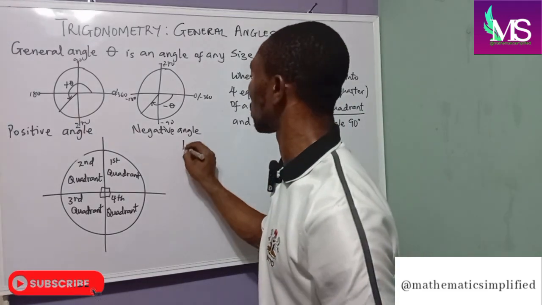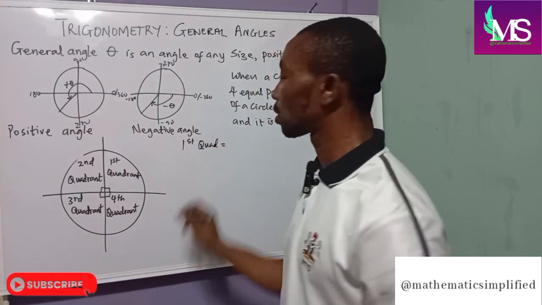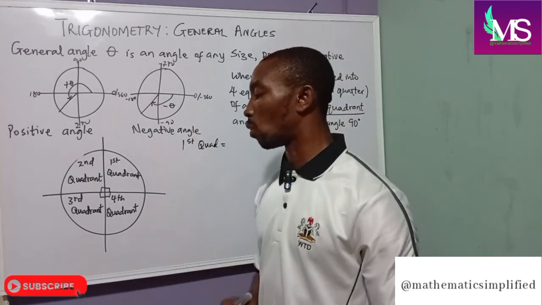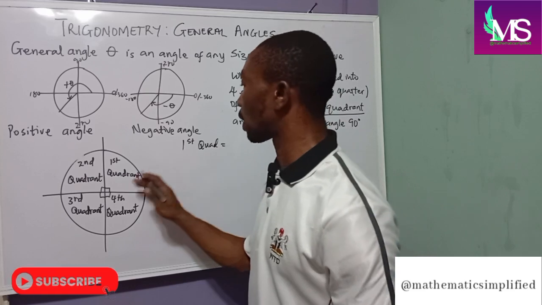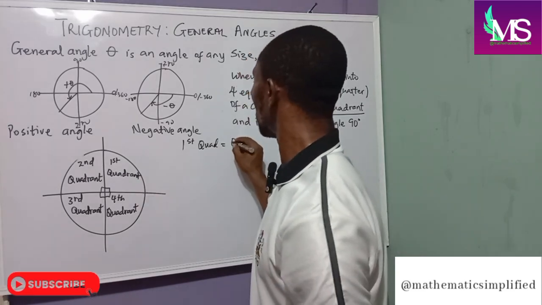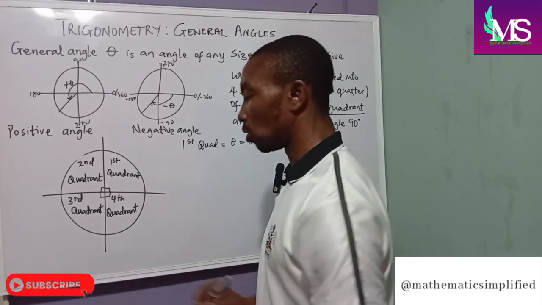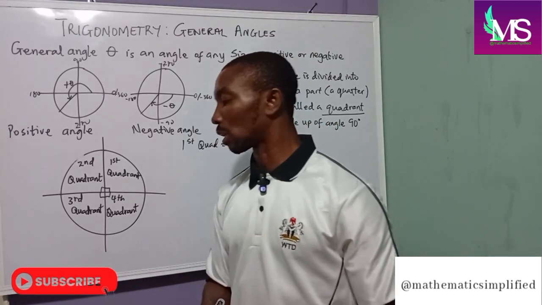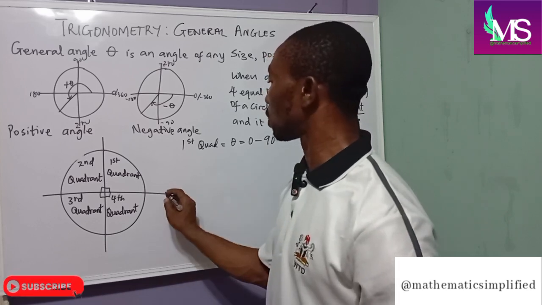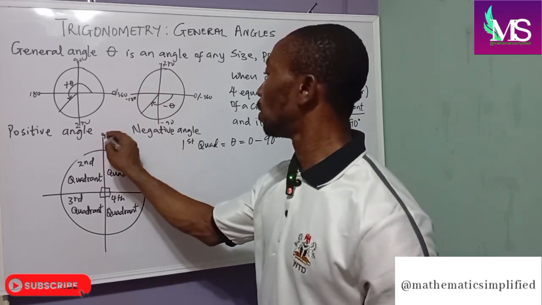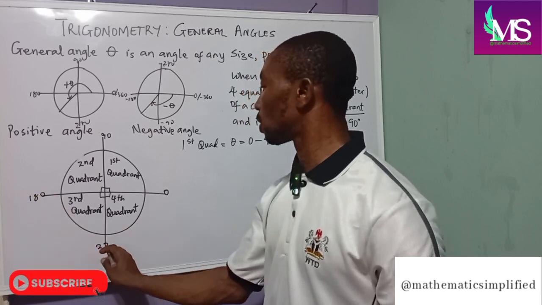Now, for the first quadrant, we know that all our angles are what? Acute. Okay? In our first quadrant, all our angles are acute. That means theta is between 0 and 90 degrees. Since this is 0, this would be 90, this would be 180, and this would be 270.